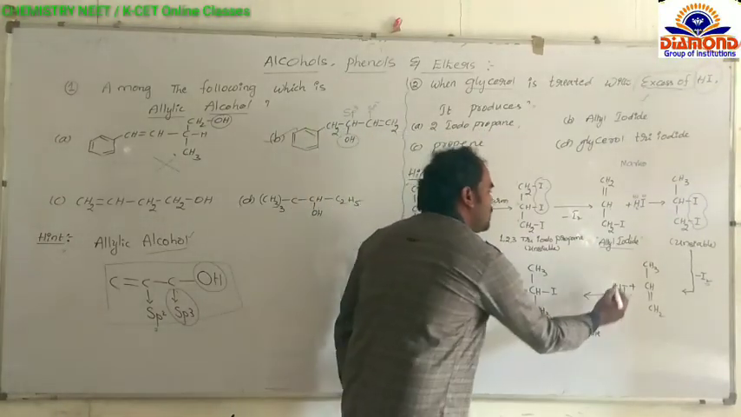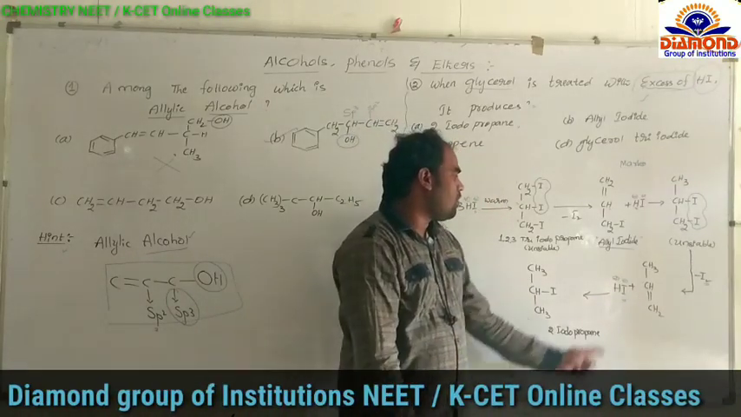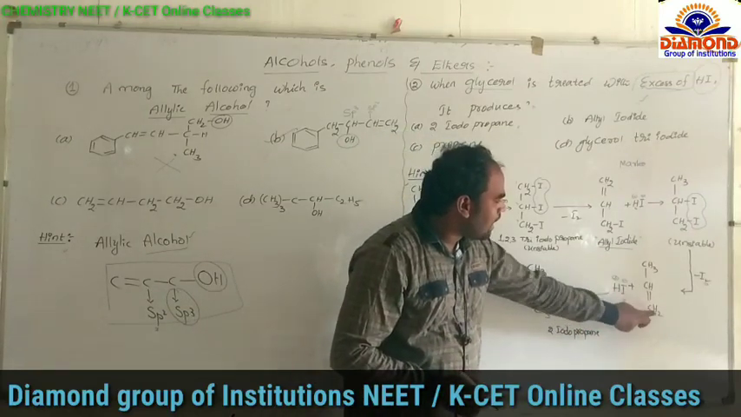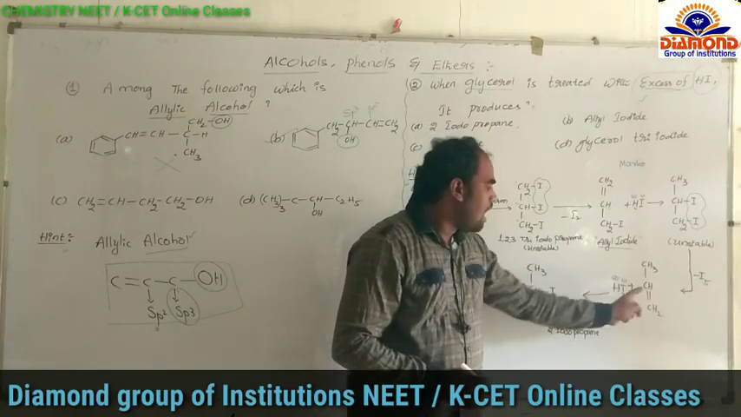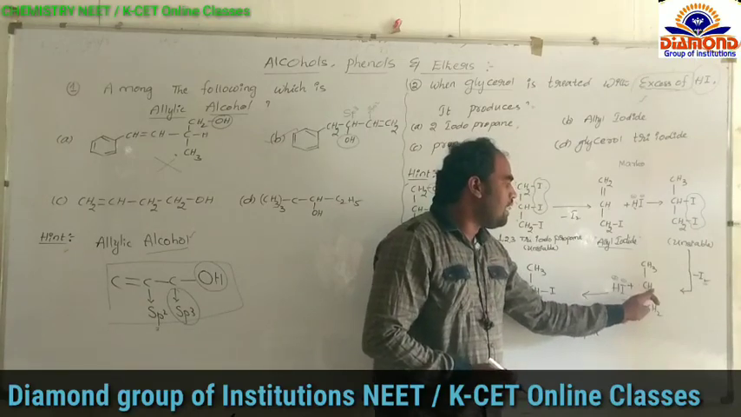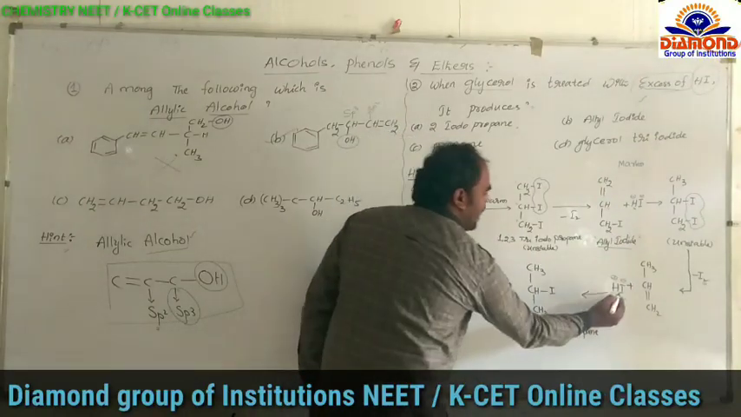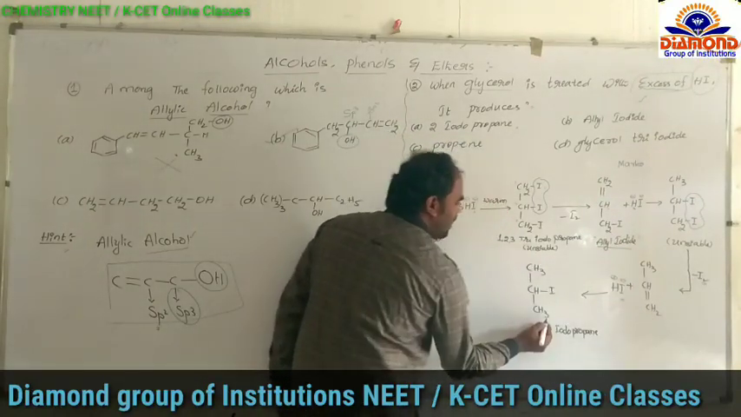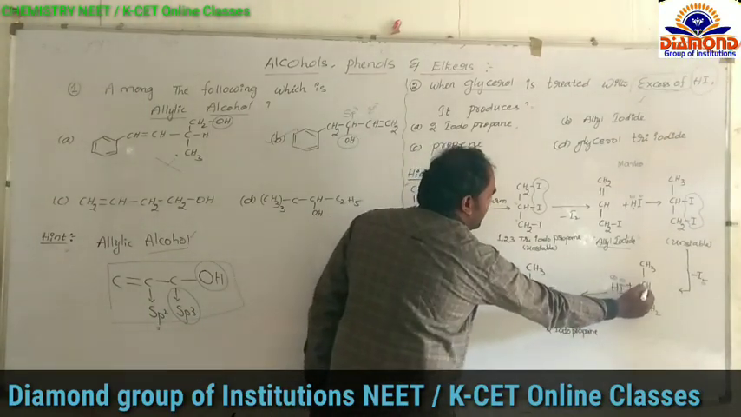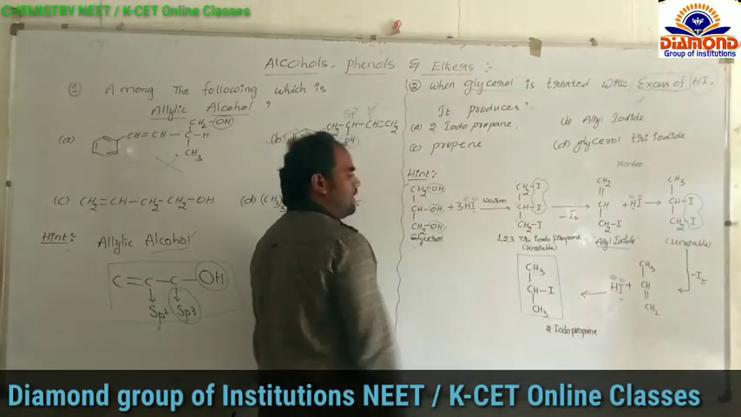So HI in the dissociation process forms H plus and I minus. According to Markovnikov rule, H plus adds to the double bonded carbon containing more number of hydrogens, and I minus adds to the double bond carbon containing less number of hydrogens. So H plus adds to the CH2 group, which is converted to CH3, and I minus connects to CH, then we get the product like this. This is the final product.